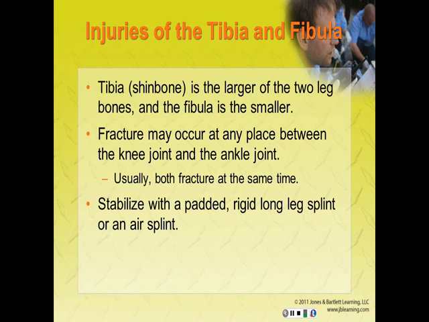Even a single fracture may result in a severe deformity with significant angulation or rotation, and open fractures of the tibia are a quite common occurrence. These fractures should be stabilized with a padded, rigid, long leg splint or an air splint that extends from the foot to the upper thigh. Correct severe deformity before splinting by applying gentle longitudinal traction.